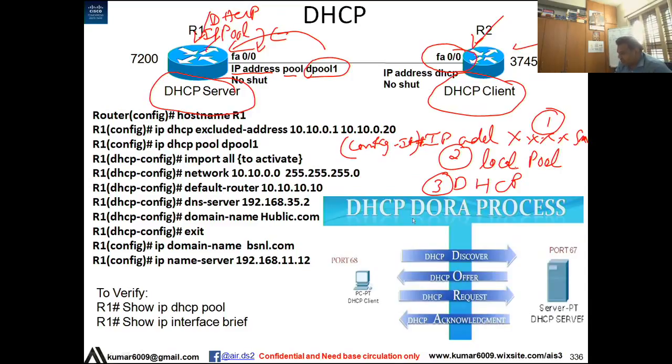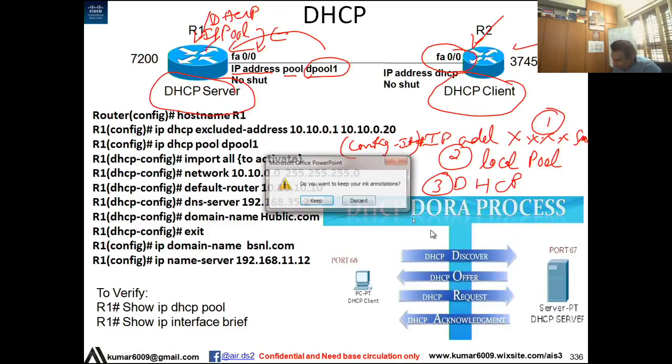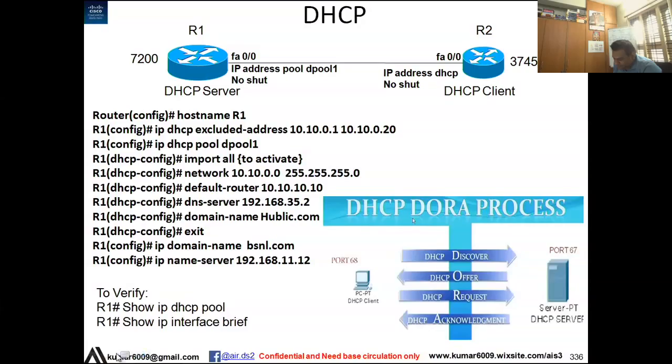Third is DHCP. Now, as I told you, once you go to the interface and configure the IP address as DHCP, what will this device do? It will send one discover message, when any DHCP server is there. After it sends the discover message, it will receive one offer.